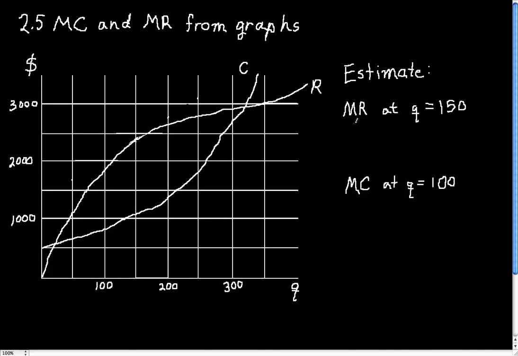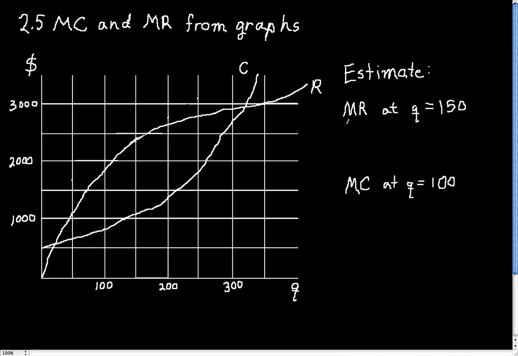Okay, this video is about finding marginal cost and marginal revenue from their graphs. Alright, so first of all, we are going to try and estimate the marginal revenue at Q equals 150 from this graph. And we can see this curve right here is the graph of revenue, where we have quantity on the horizontal axis and dollars on the vertical axis. So how do we do this?